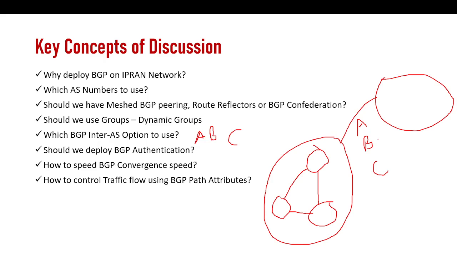Another thing that we need to also focus on is how to control traffic flow using BGP path attributes. Remember, when you have BGP deployed on the network, you could be having multiple exits. Even within the same autonomous system, you could be having multiple exits for the network. So you need to know which BGP path attributes you can use to control the traffic flow in your network.